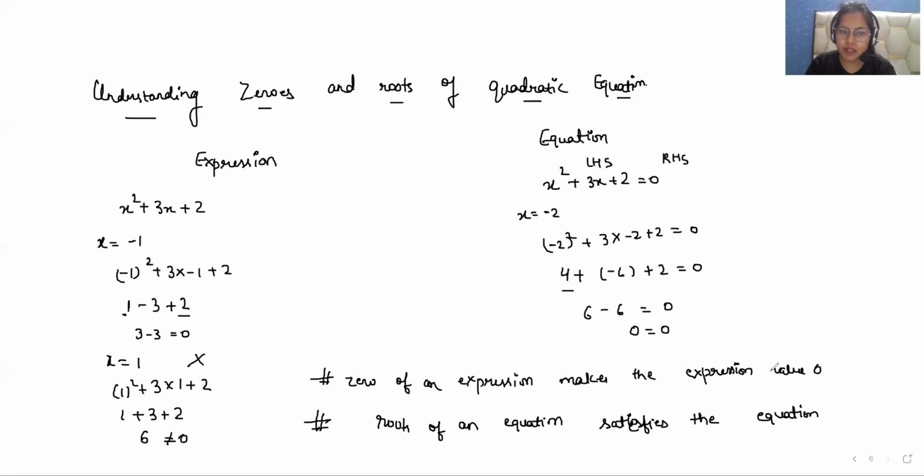I hope it's clear what is the difference between expression and equation and what is the difference between zeros and roots. In an expression, we find the zeros, which give you 0, and in the equation, we find those which give you LHS equal RHS. These are the roots. So this is your zero and these are your roots. Here for the zero, x plus 1 is 0, so x is minus 1, and here x plus 2 is your root. I hope you understand and it's clear.